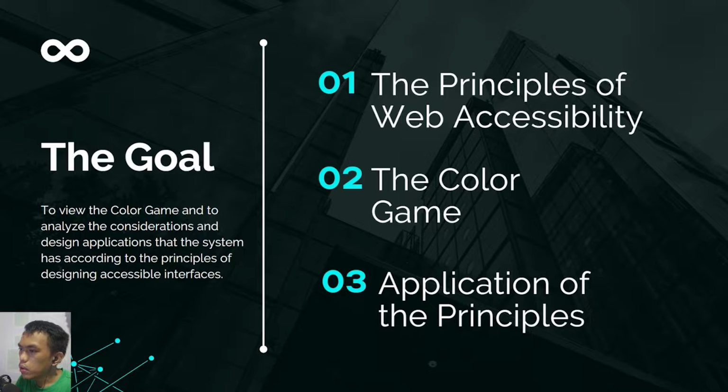First of all, we are going to talk about the four principles of accessibility in detail. Then we are going to tackle all about the color game, what the common tasks are that the users can do, and how the site supports users with disabilities. Then lastly, we are going to tackle how the site applies the considerations in designing an accessible interface.